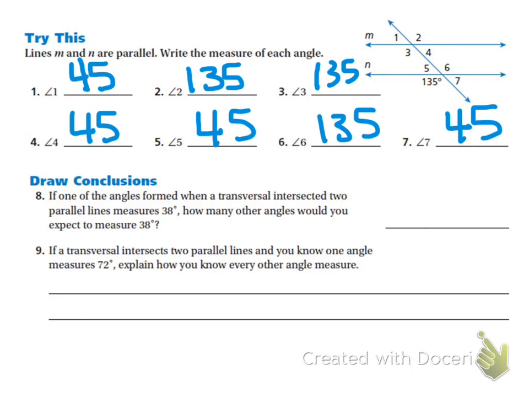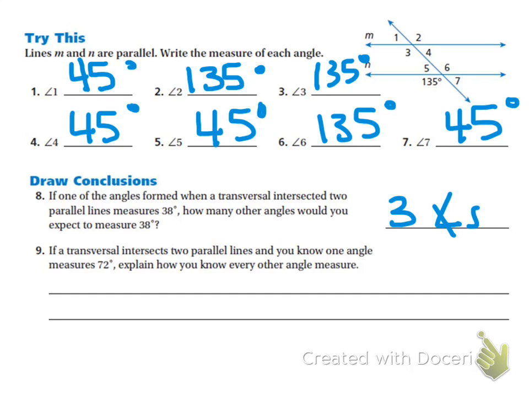Okay, let's take a look at these answers. For numbers 1, 4, 5, and 7, you should have had 45 degrees. For numbers 2, 3, and 6, you should have had 135 degrees. So if we're to draw conclusions, if one of the angles formed when the transversal intersected by two parallel lines measures 38, how many other angles would you expect to be 38 degrees? How many other? Not counting the first one. 3. That's correct. So that would be 3 other angles.